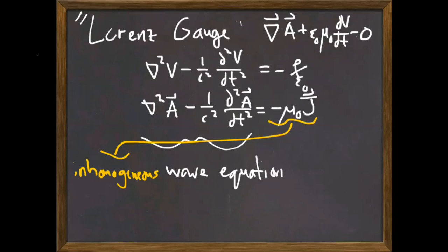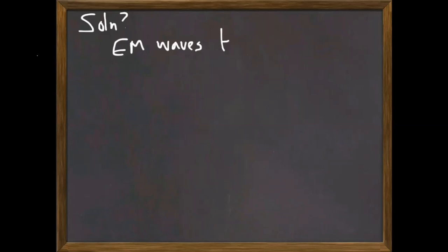So these equations are called the inhomogeneous wave equation. They're Maxwell's equations, but we've reduced them to a form that has a mathematically known structure called the inhomogeneous wave equation. So how do we solve it? To solve the inhomogeneous wave equation, we're going to guess the answer.